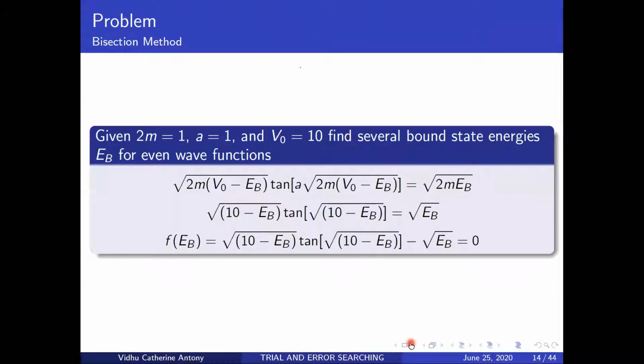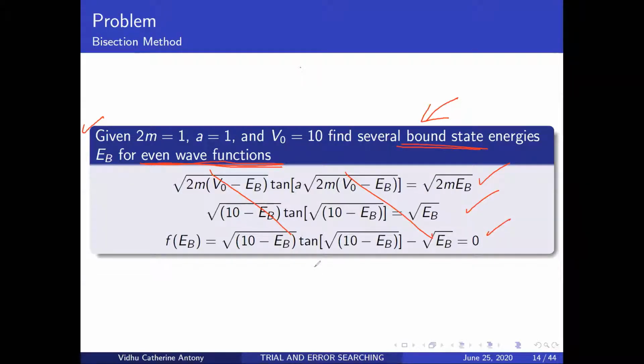So this is a problem. This part won't be given to you. You'll have to remember this, or commit it to memory. What's going to be given to you is this. You have several bound states, so you'll have to remember that it is a bound state. You'll also have to remember that the EB I need to find is for an even wave function. This you have to remember.